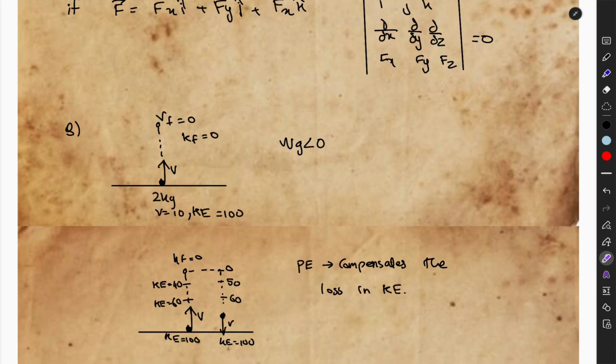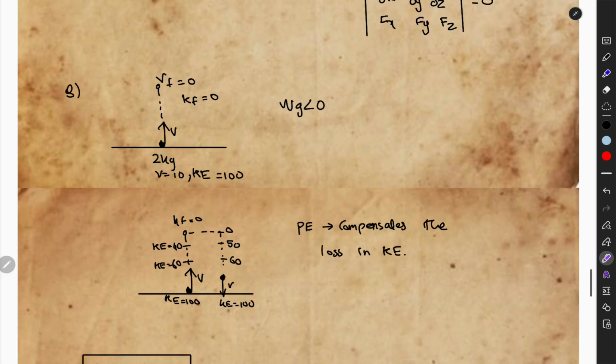Next thing is the concept of potential energy. So basically, let's take a particle here, and I am throwing it with velocity v, and it reaches final velocity 0 at the top. And when the velocity becomes 0, kinetic energy also becomes 0. What can you say? Where did it go? Initially the kinetic energy was 100, and finally it came to 0.